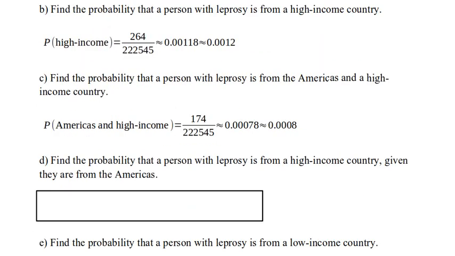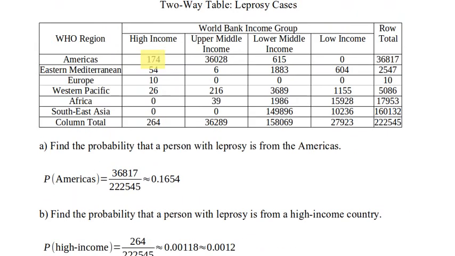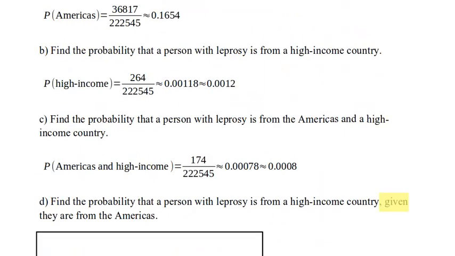Find the probability that a person with leprosy is from a high-income country given they are from the Americas. So, of course, that given tells us that we have a restricted domain. So we're only looking at people in the Americas. So in this two-way table, we are only looking at the Americas row. We're given that they are in the Americas. And this is the first time that we've had that restriction. So this is the first time that the denominator will not be 222,545. It will be the total for the Americas, 36,817.